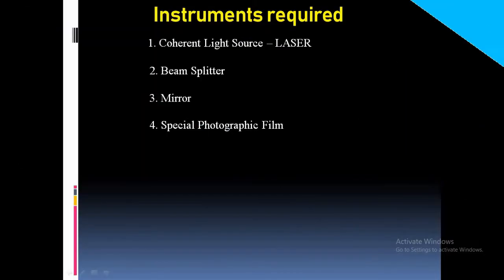What are the instruments required for holography? There are four basic instruments. First one is a coherent light source. Coherent light source means the phase relationship of the incoming light waves remains constant forever, and that type of source is a laser source. Next one is a beam splitter. A beam splitter splits the incoming light waves into two parts. Third one is a mirror, and fourth one is a specially designed photographic film.